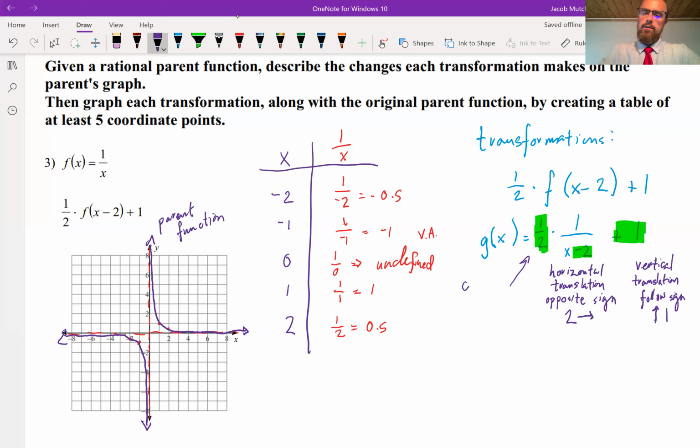So it's when your multiplier is between 0 and 1, that is a vertical, kind of a descriptive word is a shrink, but the technical word is a compression. And basically, I think that's going to make the graph become flatter.